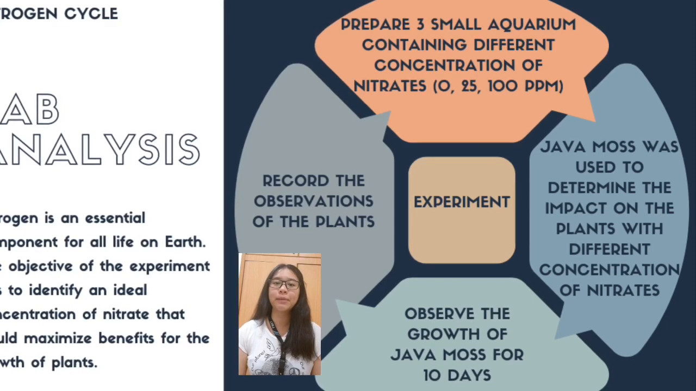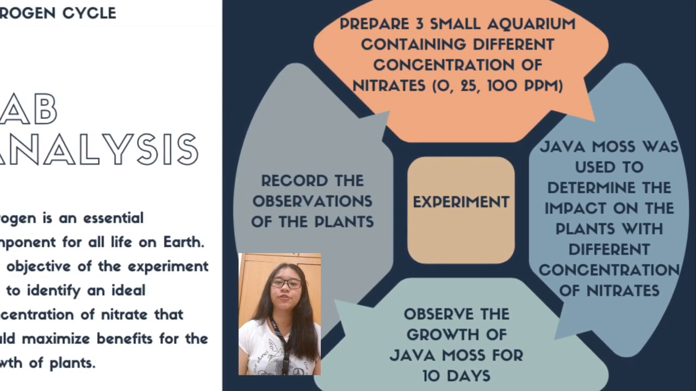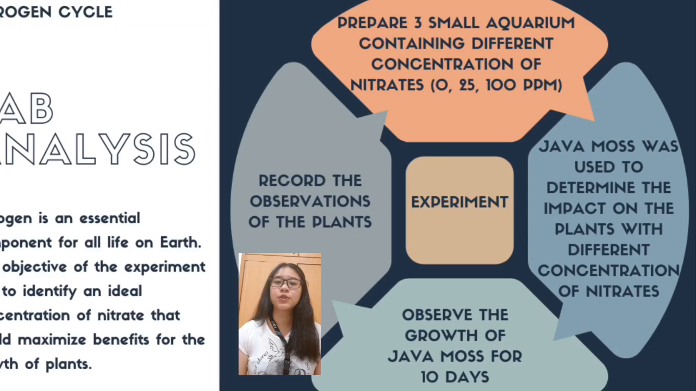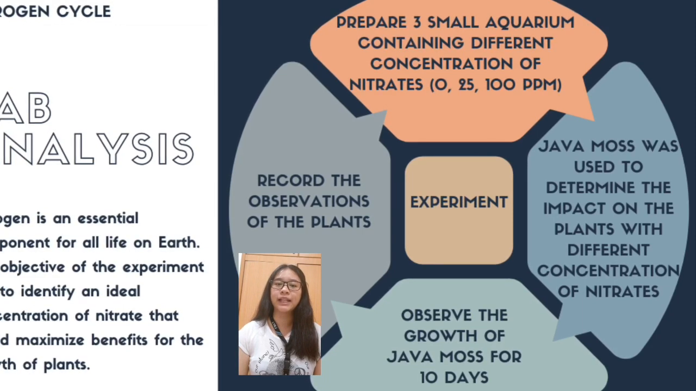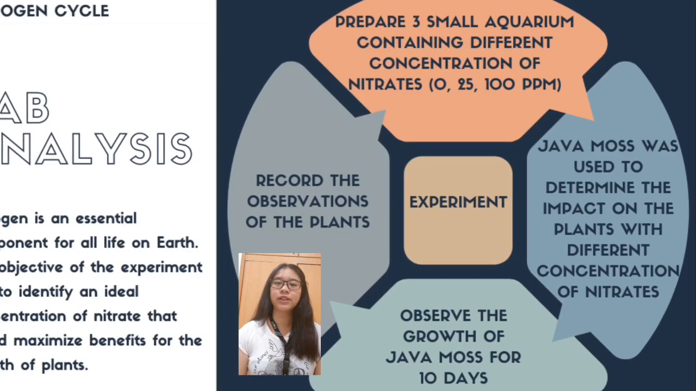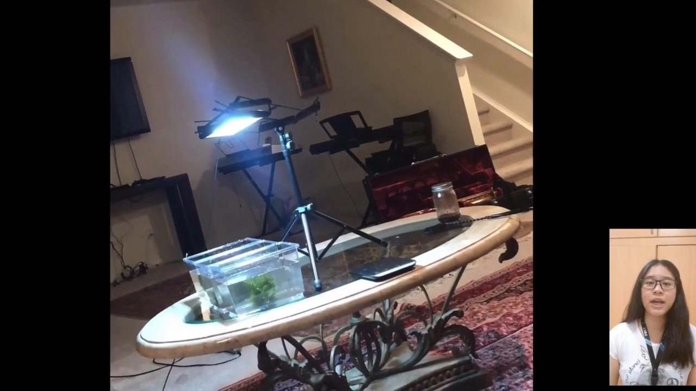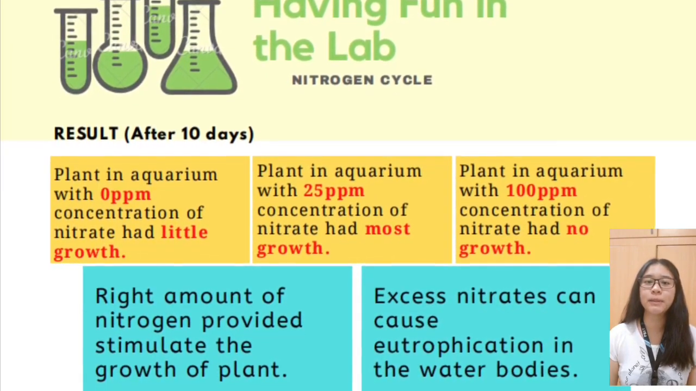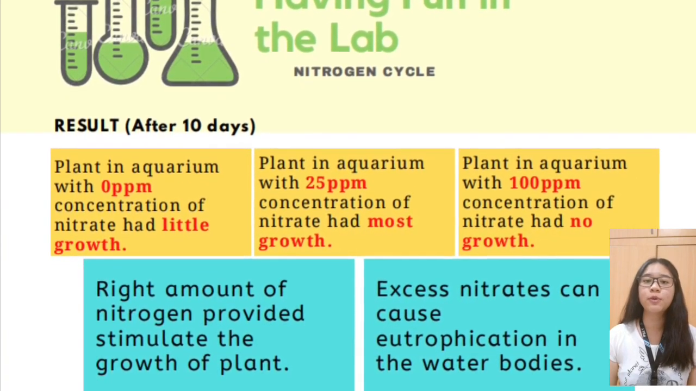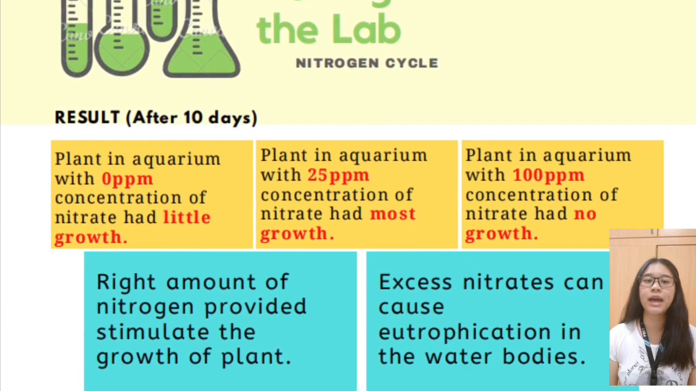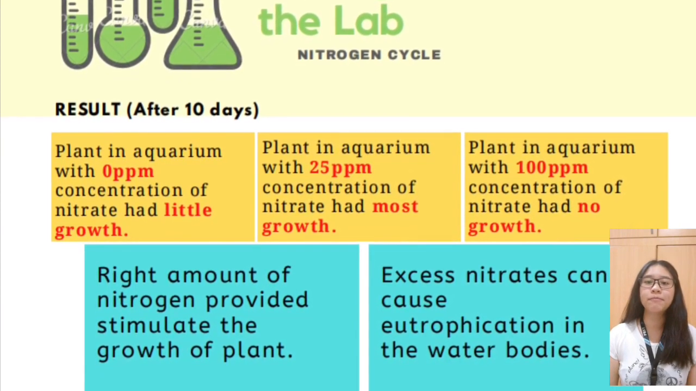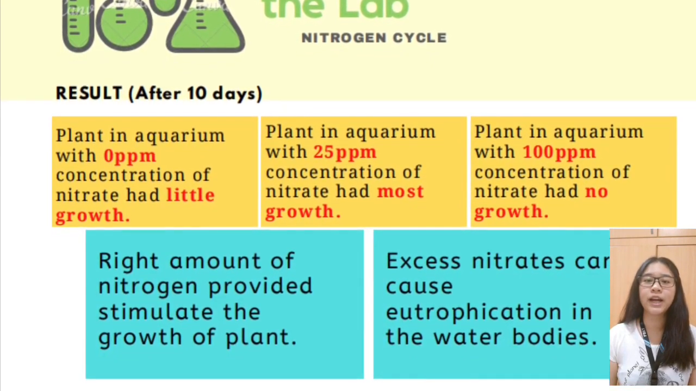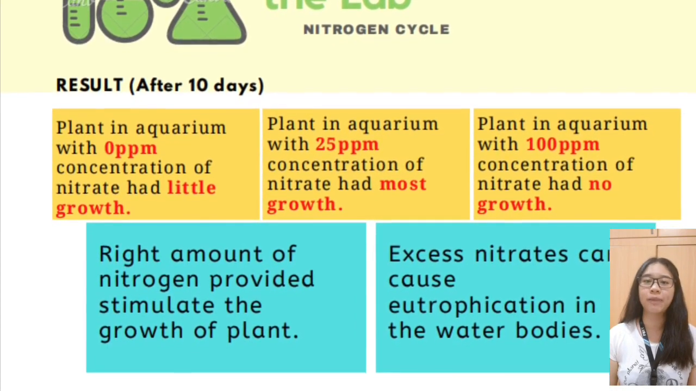The experiment began by preparing 3 small aquariums with different concentrations of nitrate in each aquarium. Java moss, an aquatic plant, was used to determine the impact of nitrates on plants. The whole experiment was observed for 10 days. The experiment is measured in biomass. Based on the observation, the plant in the aquarium with a concentration of 0 ppm nitrate had little growth. The aquarium with a nitrate concentration of 25 ppm had the most growth, while the 100 ppm nitrate concentration aquarium had no growth. This showed that the right amount of nitrogen provided for the plant stimulates the growth of plants.